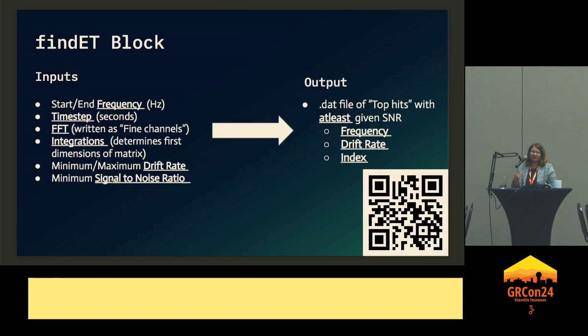So these are the main inputs. You take in frequency, time step, FFT, integrations, drift rate, and signal to noise ratio, and then it outputs for each integration a .dat file of the top hits with the frequency, drift rate, and index. And if you're interested in checking out this updated version, you can scan the QR code right here.